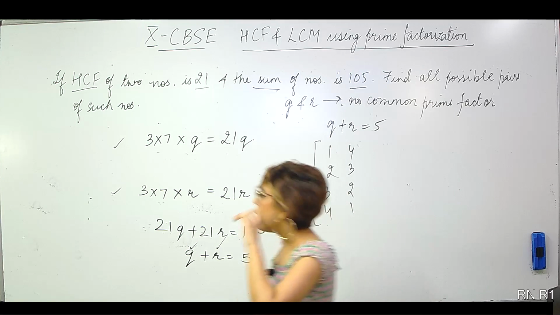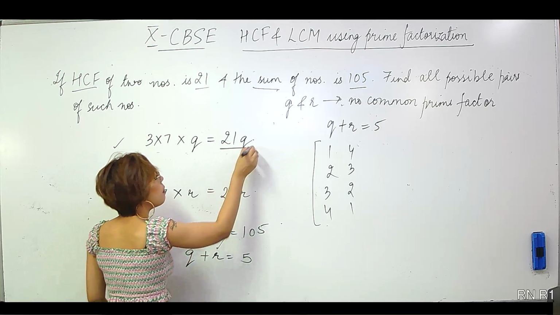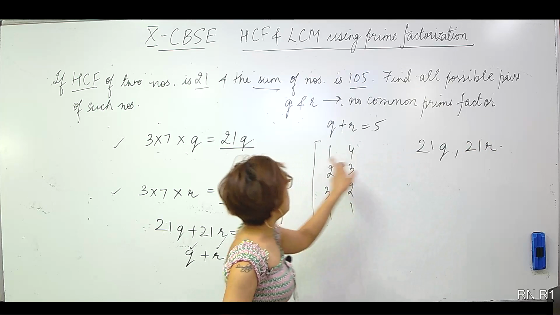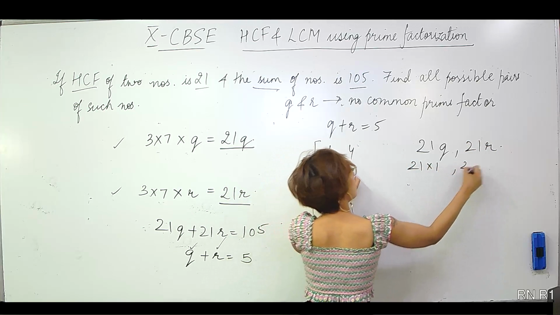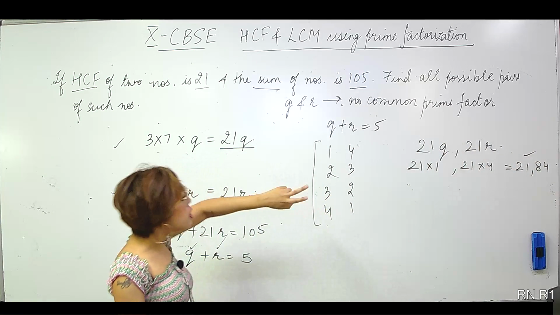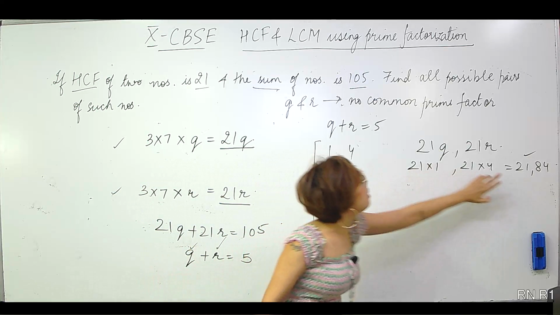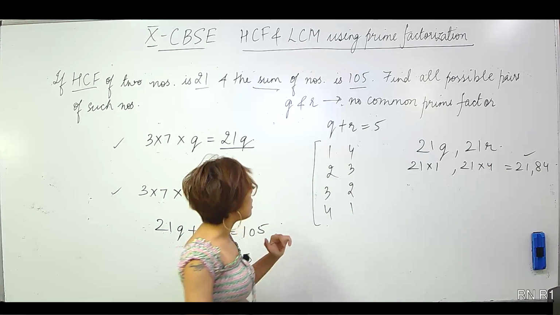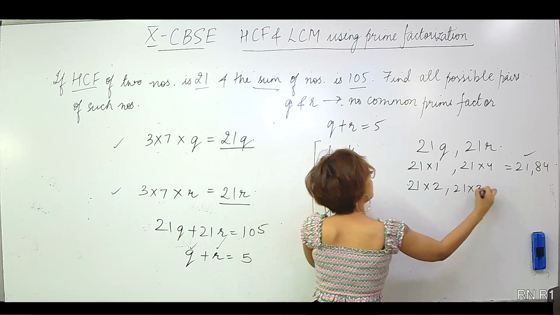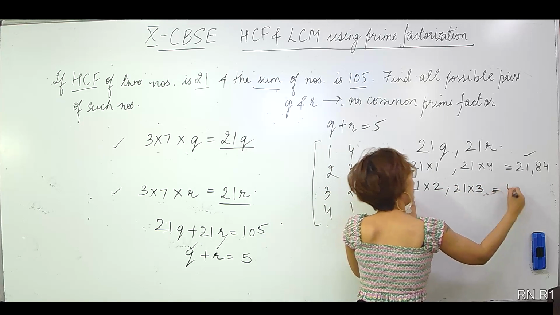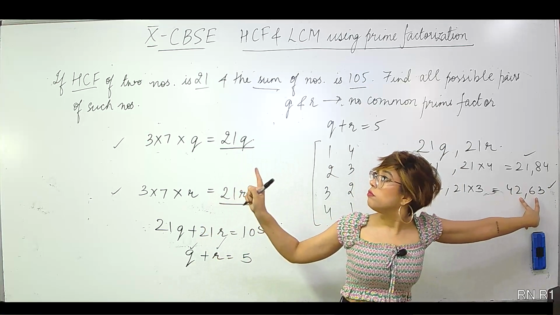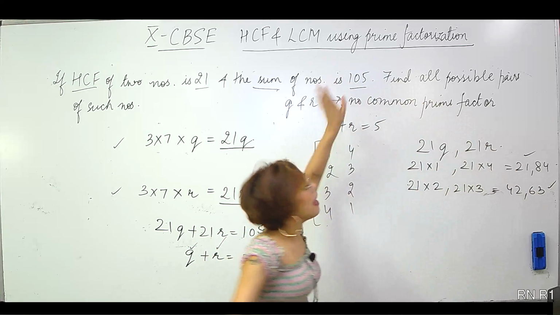Natural numbers. Right? So let me find my numbers then. My numbers were 21Q and 21R. So first Q is 1, so 21 into 1 and 21 into 4, which is 21 and 84. One set of numbers which have the HCF as 21 and the sum is 105. Second set of numbers. Now Q is 2, R is 3, so 21 into 2 and 21 into 3. That means 42 and 63. Another set of numbers which has the HCF 21 and the sum is 105.